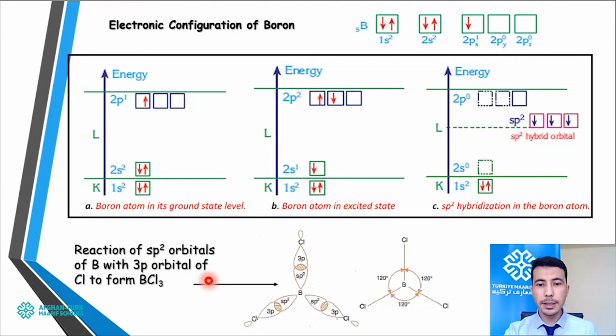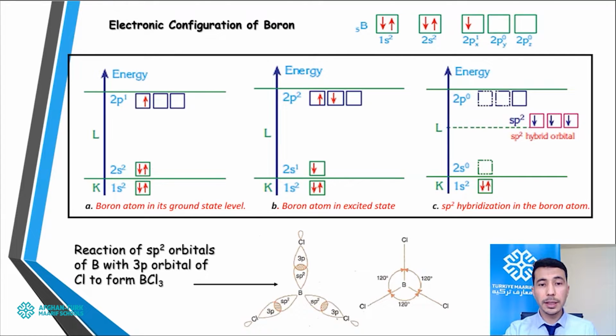Now, let's study the reaction of the sp2 hybrid orbitals of boron and the 3p orbitals of chlorine to form boron trichloride. You can see boron has 3 sp2 orbitals and chlorine comes with a 3p orbital from each side, and now they have formed boron trichloride. The angle between them is 120 degrees and the geometry is trigonal planar.